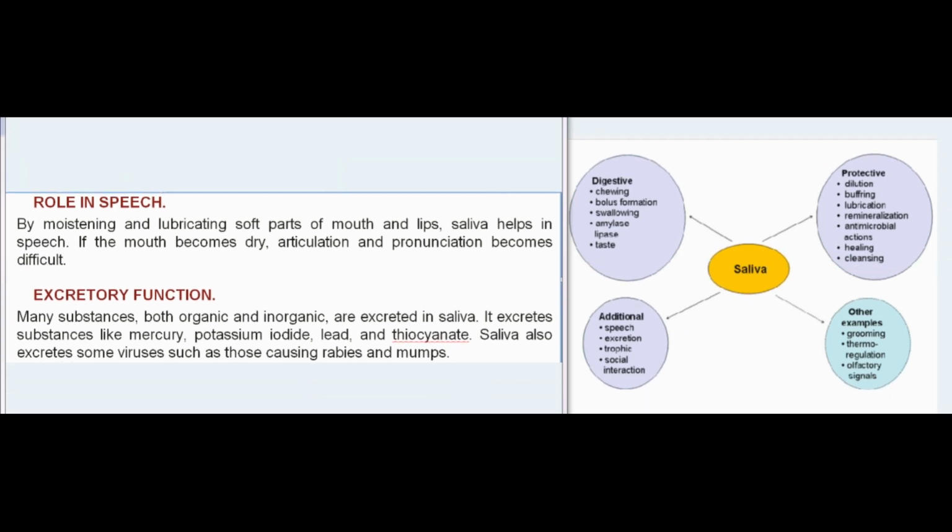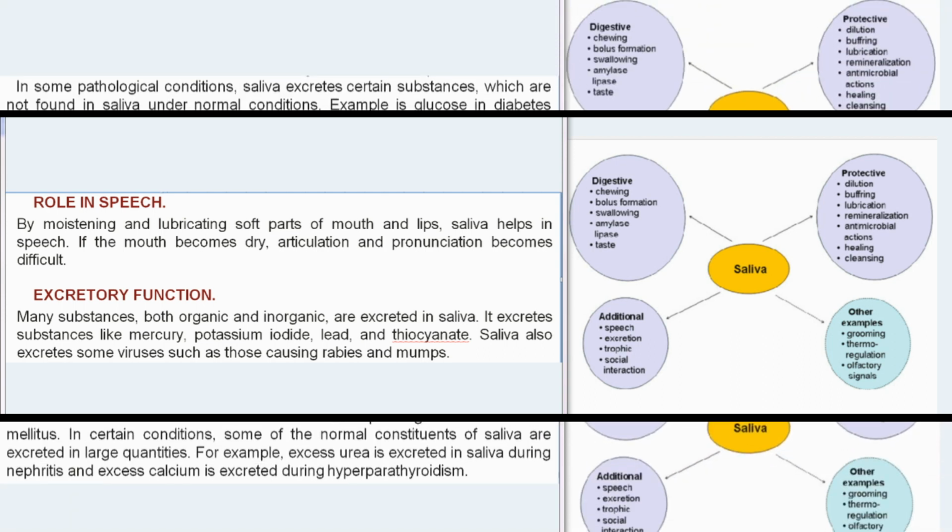Role in speech. By moistening and lubricating soft parts of the mouth and lips, saliva helps in speech. If the mouth becomes dry, articulation and pronunciation become difficult. Excretory function. Many substances, both organic and inorganic, are excreted in saliva. It excretes substances like mercury, potassium iodide, lead, and thiocyanate. Saliva also excretes some viruses such as those causing rabies and mumps.